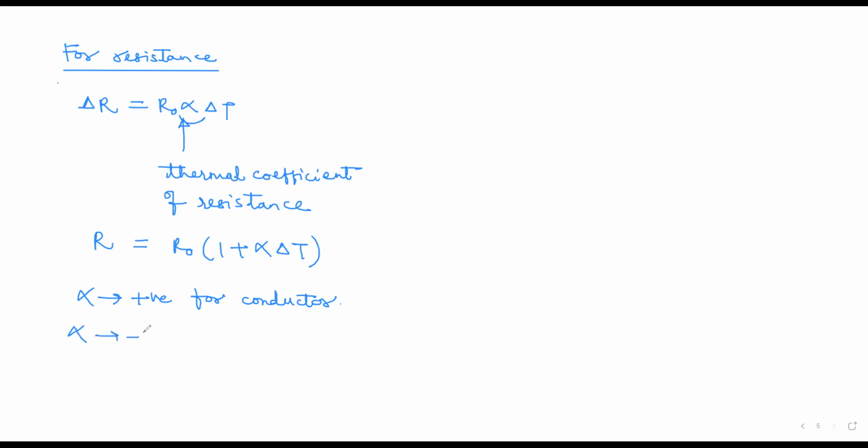Alpha is negative for insulators and semiconductors. So please remember this. Alpha is negative for insulators and semiconductors. All of you please remember it, right? So this is all about alpha.